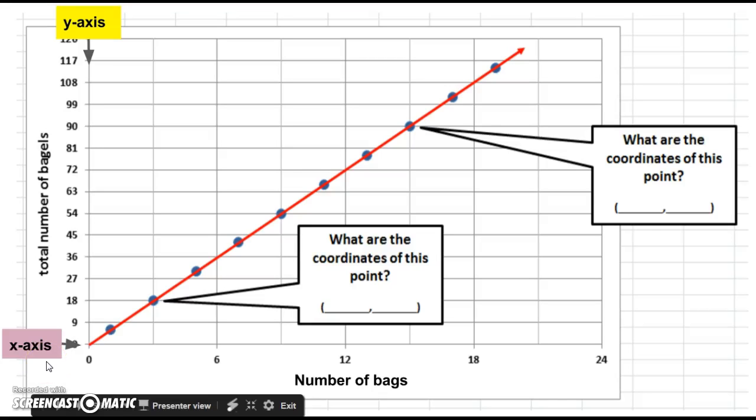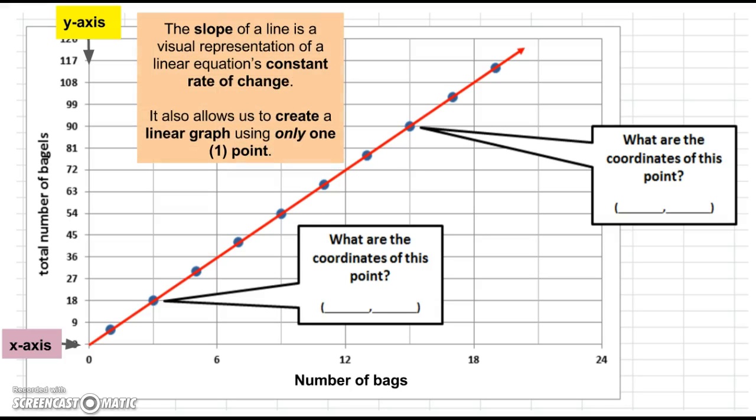Welcome once again. Today's tutorial is about understanding slope, the slope of a line. Let's start by talking about what slope is. The slope of a line is a visual representation of a linear equation's constant rate of change. A constant rate of change means you change the same amount every time.